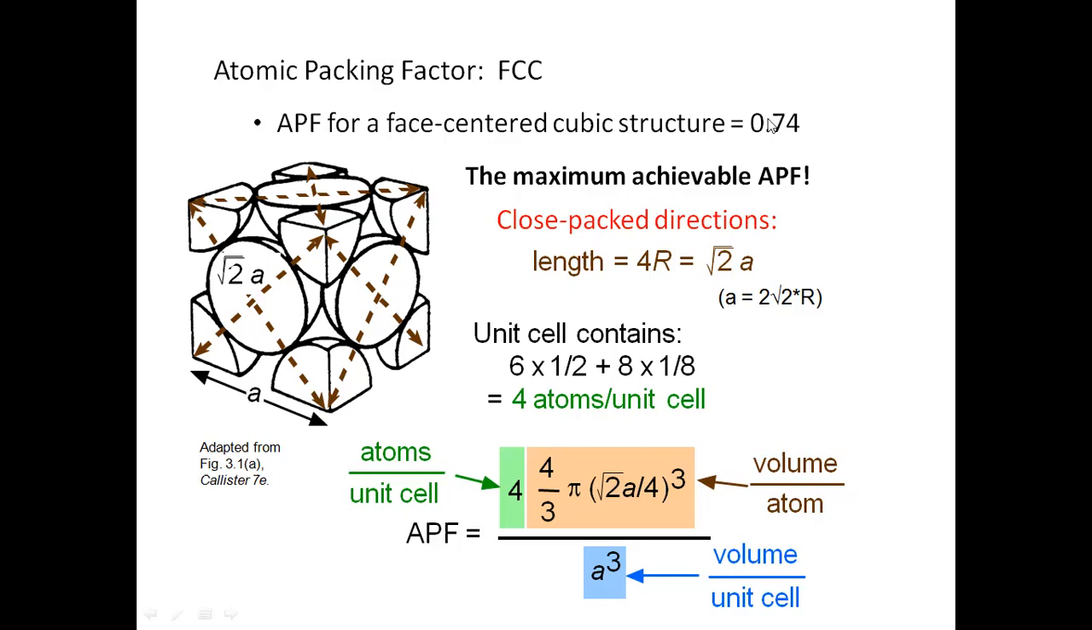So meaning this one is much more closely packed. FCC is more packed than BCC. Do we all agree? BCC was 0.68 and the FCC is 0.74 atomic packing factor. So meaning in here, they are a bit more closely packed compared to the body-centered cubic structure.